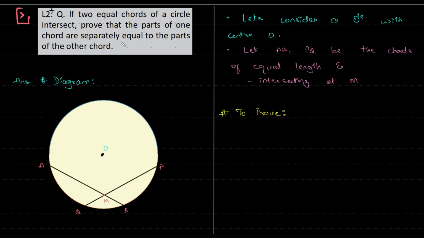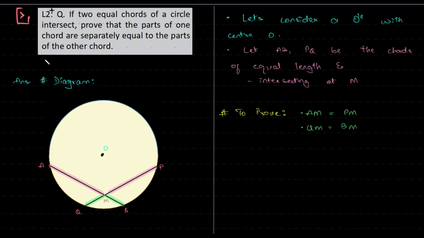Please tell what we have to prove. Yes, we have to prove that AM is equal to PM and QM is equal to BM. So basically, these two lengths are equal, or these two lengths are equal. If I prove one of them, by default the other one can be proved.